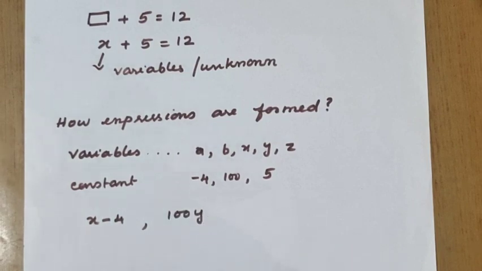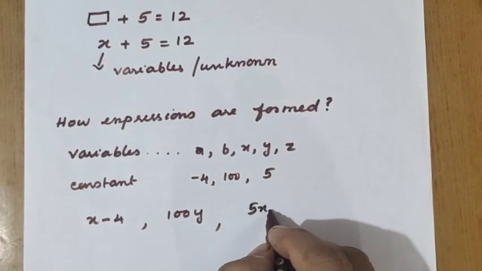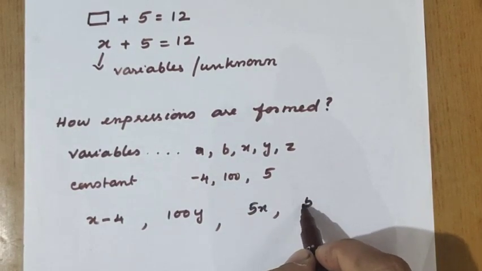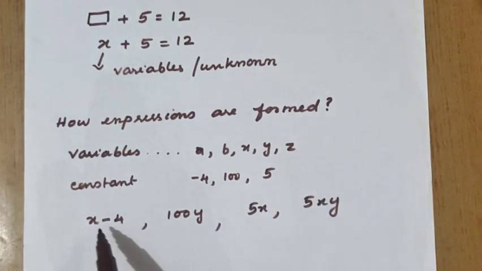That is called an algebraic expression, and we are not equating it to anything. That means here x minus 4 is equal to something, we are not telling. 100y equal to something, we are not telling. We are just saying x minus 4, and we are just saying 100y. Suppose I have written 5x, then I can say 5xy. So all these terms I am not equating to anything. These all are called algebraic expressions.